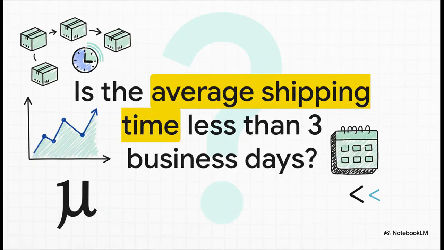So check out this question. The magic word here, average. The second you see that, a little light bulb should go off in your head. We're measuring the shipping time for a bunch of packages, and we want to know about the average. The claim is that it's less than 3 business days. Boom. That tells us our parameter is the mean, mu.